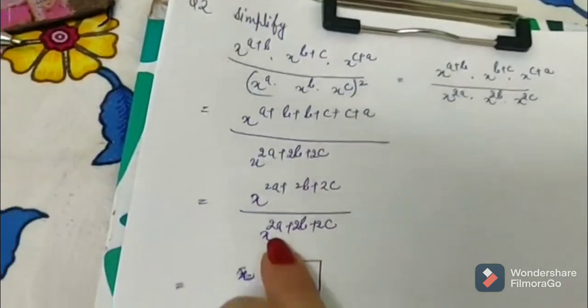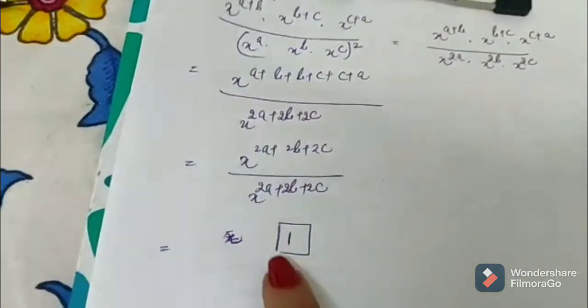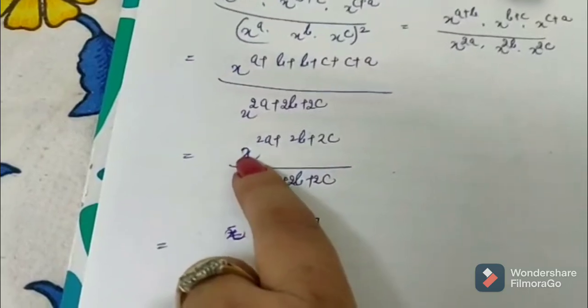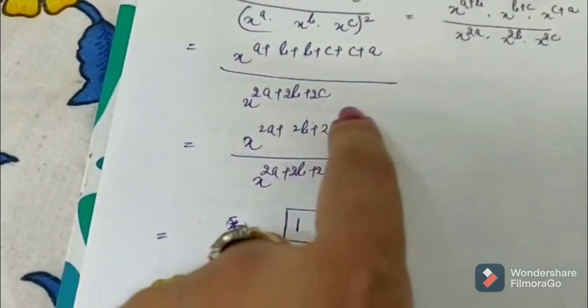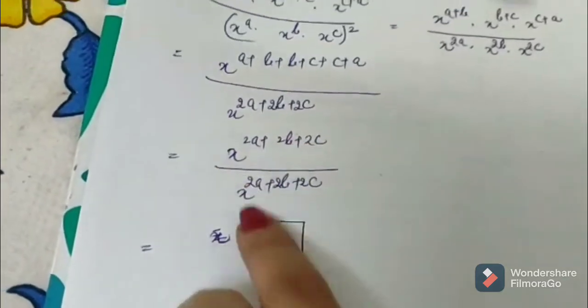Same in the denominator. Same number divided by same number always gives you one. So it is 1. Or if you want to show the subtraction, x raised to power 2a plus 2b plus 2c minus 2a minus 2b minus 2c will give you x raised to power 0, that is equal to 1.